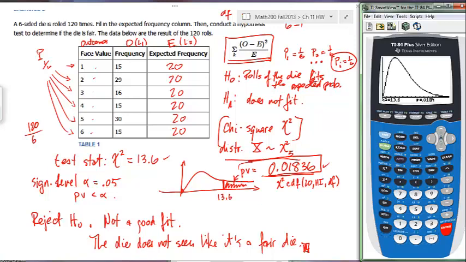I thought I'd do this using the L1 and L2 list because there are some calculators that don't have this special feature. And if you don't have this special feature, then we could do it the original way that I did it. Alright, so I hope this helps with the goodness of fit homework.